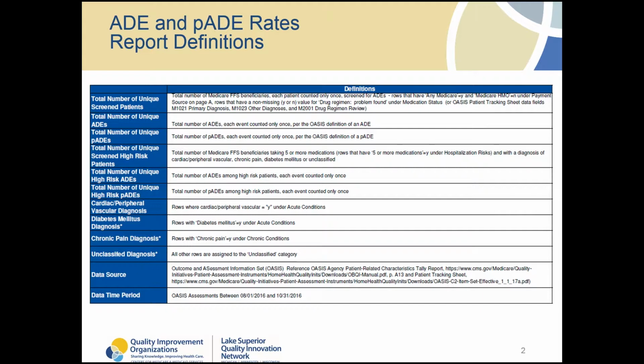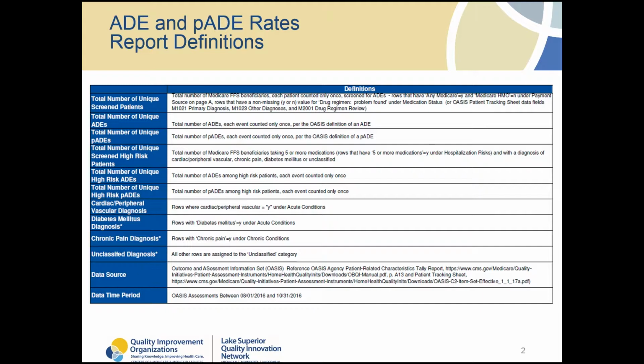The total number of unique screened high-risk patients. This is the total number of Medicare fee-for-service beneficiaries taking 5 or more medications. This includes rows that have 5 or more medication equals Y under hospitalization risks and with diagnoses of cardiac or peripheral vascular disease, chronic pain, diabetes mellitus, or unclassified.